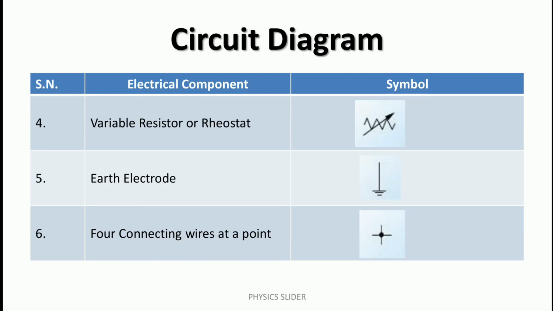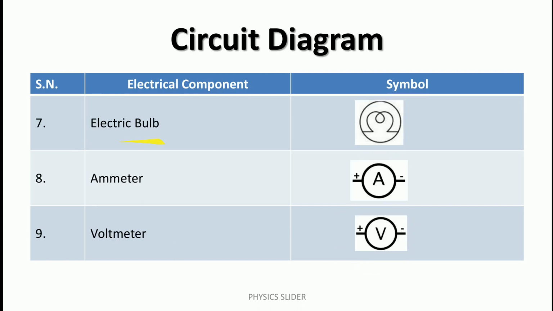Now a variable resistor or rheostat is symbolized as this. An earth electrode is symbolized as this. Four connecting wires at a single point is represented as this. Electric bulb is represented like this. An ammeter as this. The voltmeter like this.